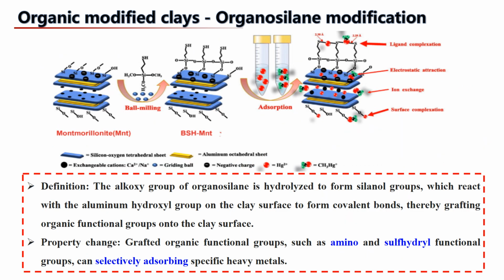Organosilane modification is another method of organofunctional clay. The principle is that the alkoxy group of organosilane is hydrolyzed to form a silanol group, which reacts with the aluminum hydroxyl group on the clay surface to form a covalent bond, thereby grafting the organic functional group to the clay surface. The grafted organic functional groups, such as amino and sulfhydryl functional groups, can selectively adsorb specific heavy metals and organic pollutants, which is a relatively advanced functionalization method at present.